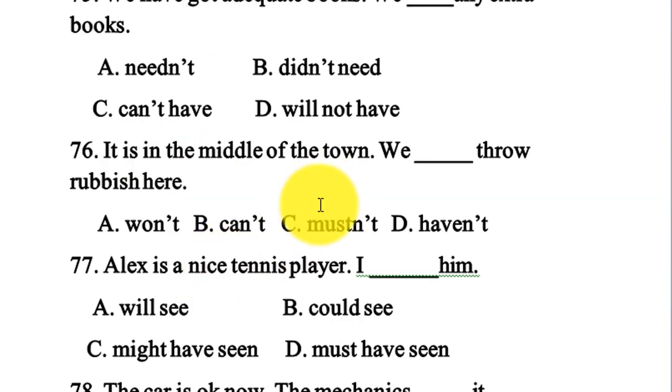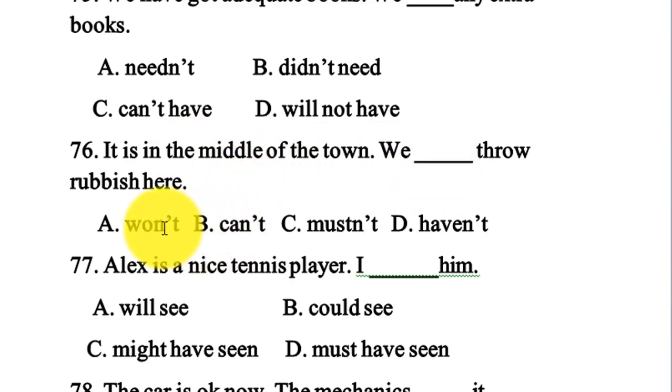It is in the middle of the town. We blank throw rubbish. The options: won't, can't, mustn't, and haven't. Your house is in the middle of the town. You built the house in the middle of the town. So we mustn't throw rubbish here.